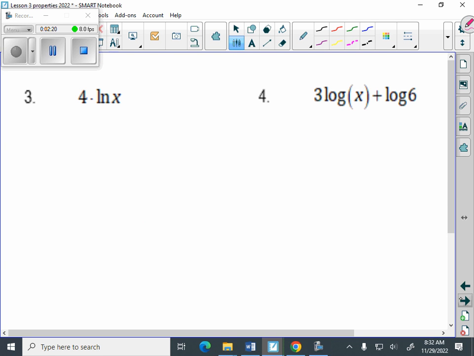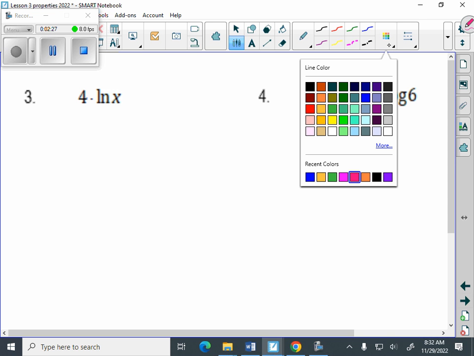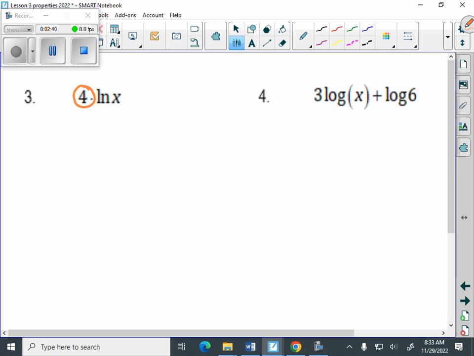If we look at problem number 3, 4 times the natural log of x. Well, when we simplify this, we want to write it with exponents, sorry. So we're going to take this value of 4, and this is our third property, and we're going to take that coefficient and turn it into an exponent. So this becomes the natural log of x to the 4.